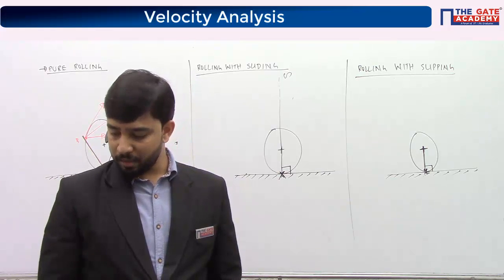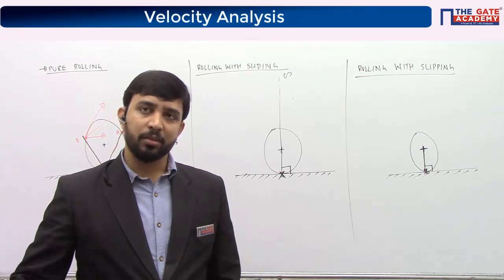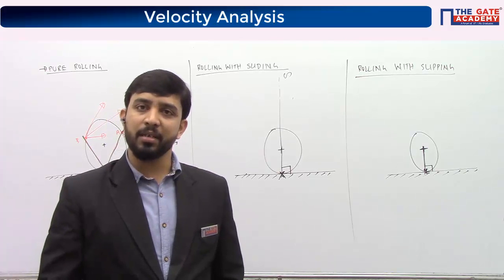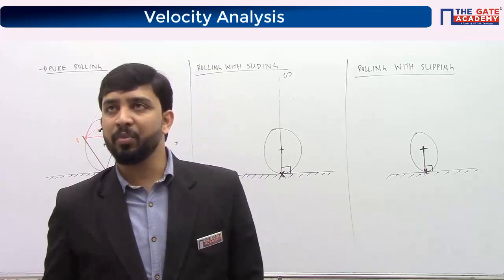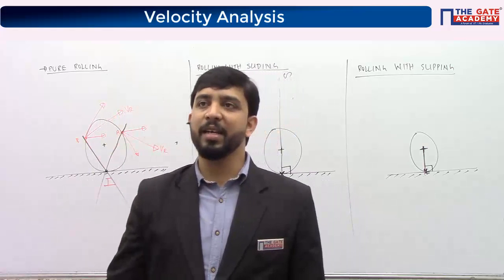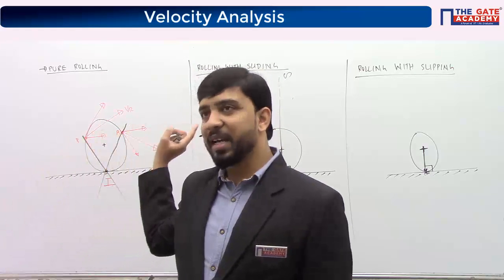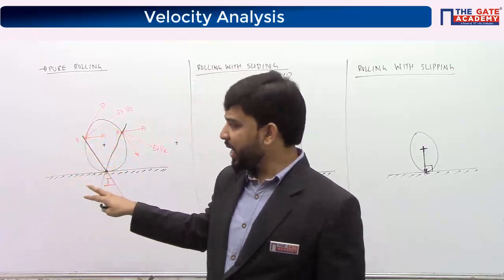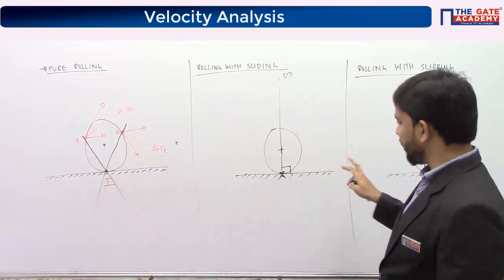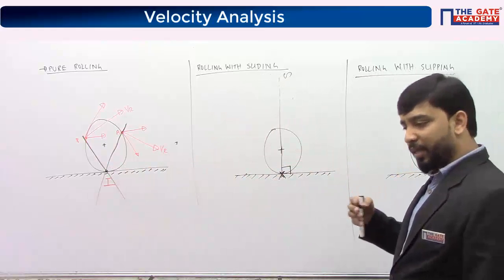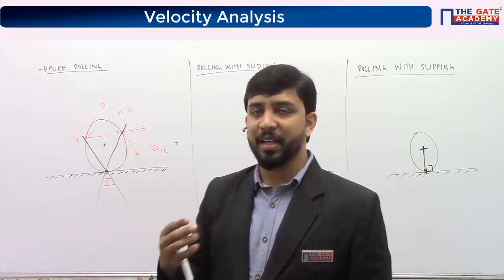Okay, just listen here. I think we have discussed higher and lower pairs, right? Higher pair and lower pair. Whenever I say higher pair, you will have point or line contact. If you look at all these categories, these are all higher pairs. I have point contact between these two, and point contact here. Everywhere you have point or line contact, it is a higher pair.